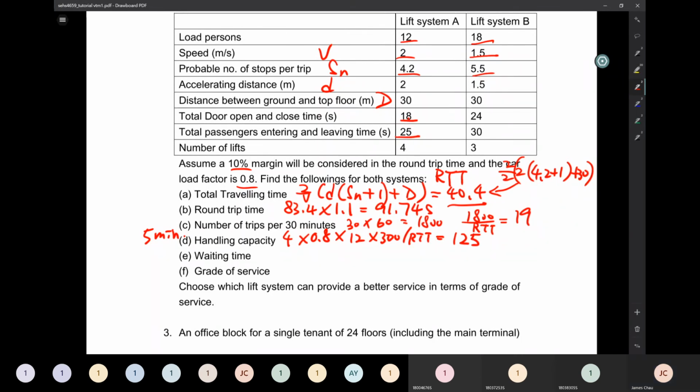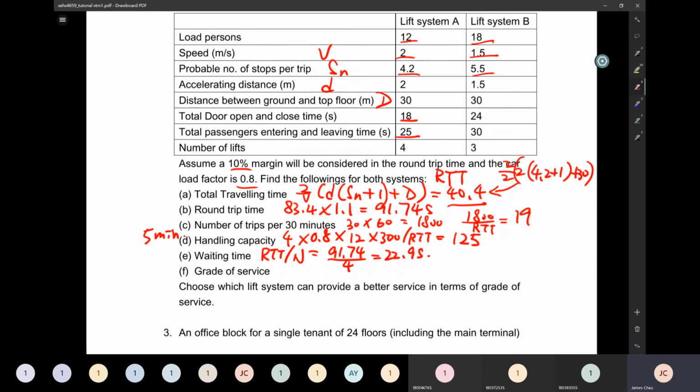And the waiting time, you are using the RTT divided by the number of lifts, so that you have 91.74 divided by 4, and it is equal to 22.9 seconds. This is the waiting time.